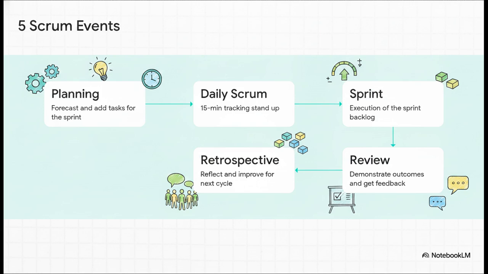Now, to actually execute that specific to-do list and build out our login and notification features, the team is going to cycle through 5 essential events: sprint planning, the daily scrum, the sprint execution itself, the sprint review, and finally, the sprint retrospective. Let's walk through exactly how these events function in the real world.